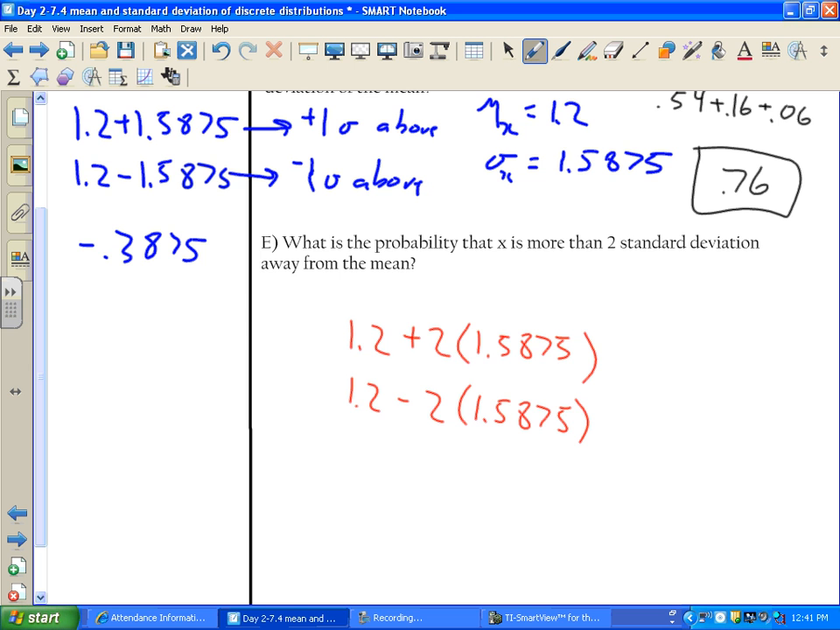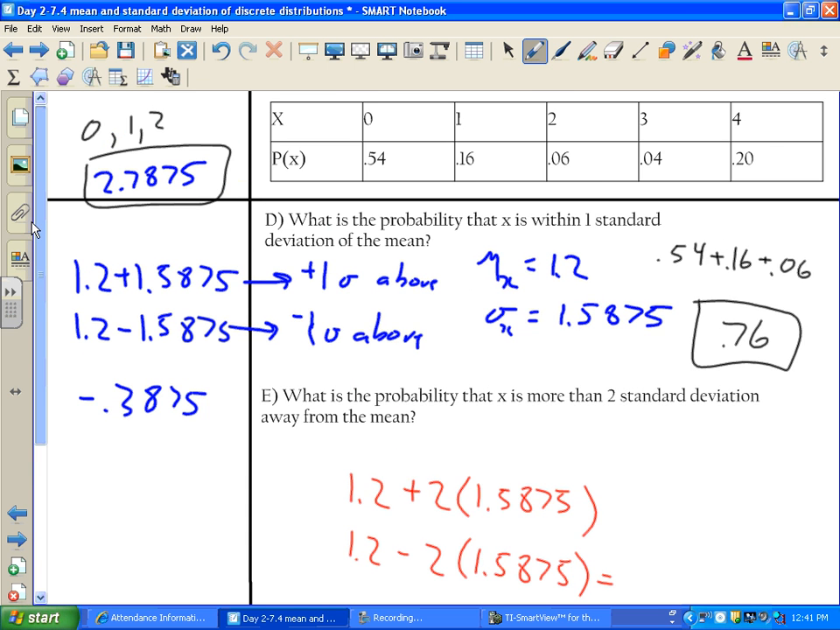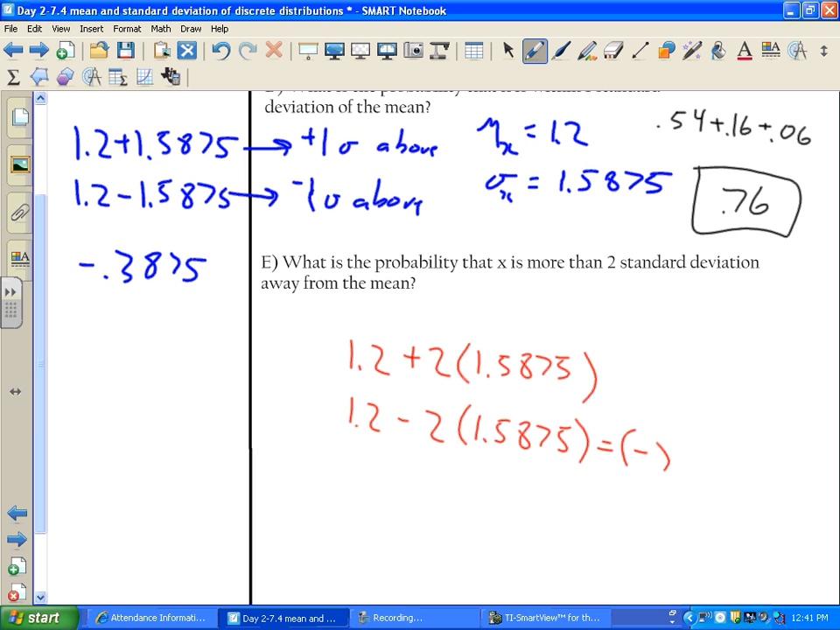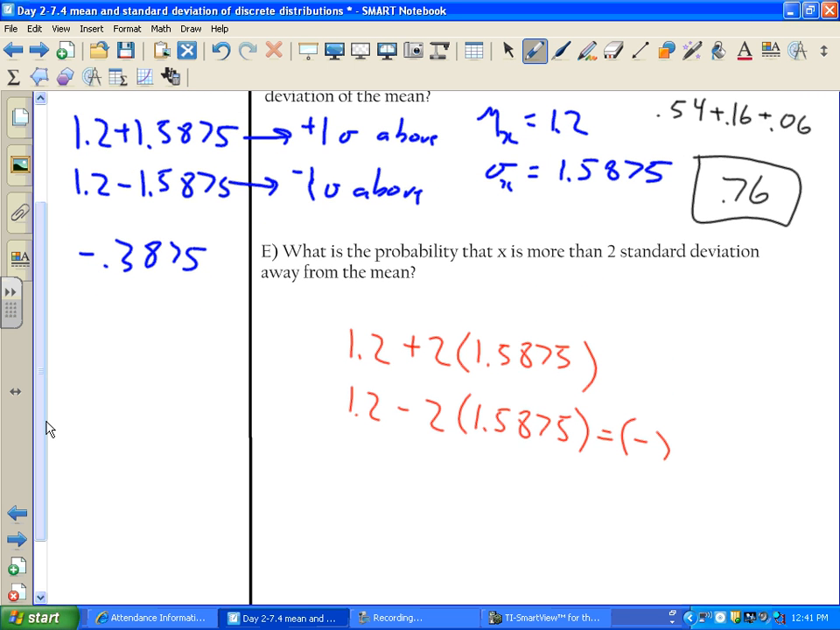And honestly, in the context of this problem, I don't care about this bottom one because I know it's going to be negative, right? If 1 standard deviation was negative, then 2 standard deviations is definitely going to be negative. And I can only have 0. I can't have -1 type defective, right? So that one, you can calculate if you want, but we don't need it. We do need this top breakpoint, though. What's that one come to be?